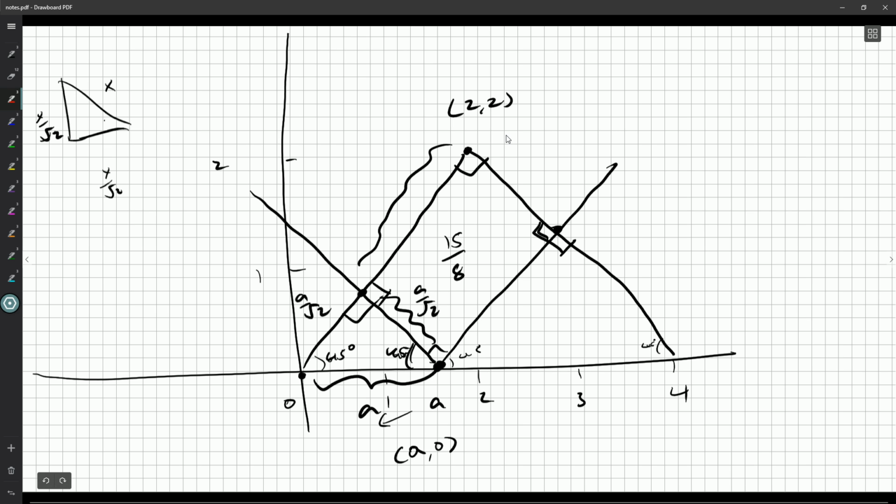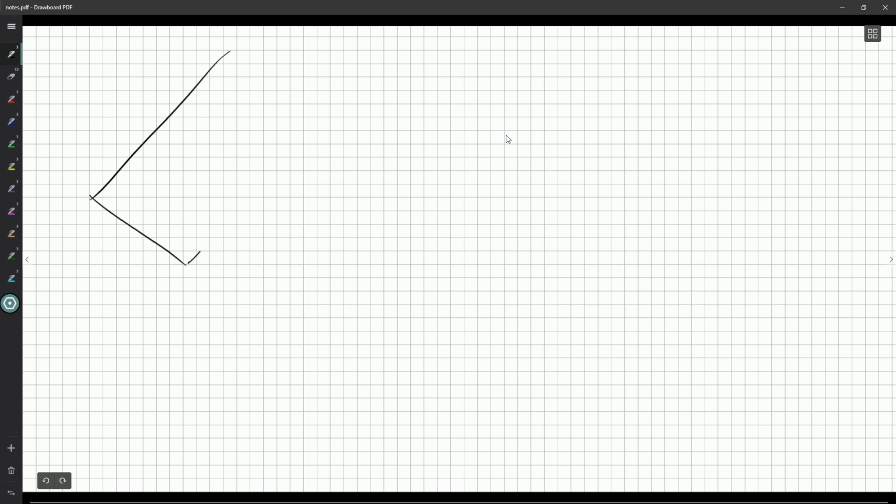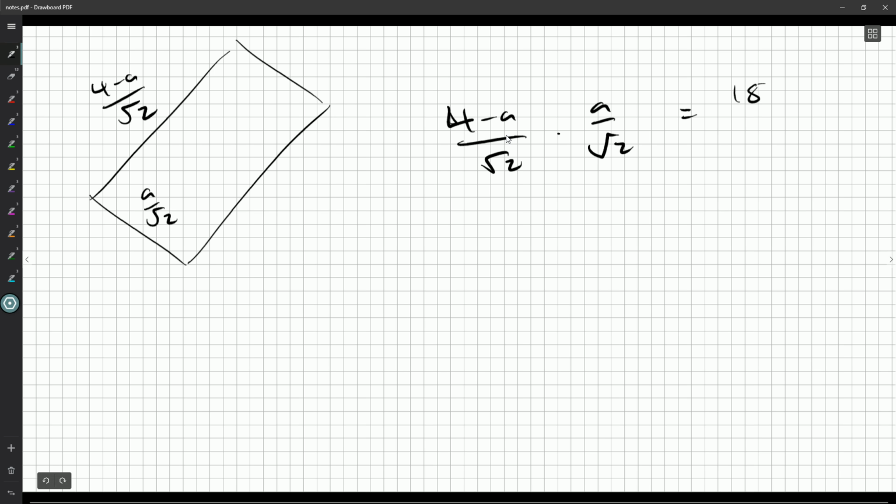Now, what about the big side here? Well, we know the hypotenuse of this big right angle triangle is 4, so each of these sides should be 4 over root 2. But part of this is a over root 2, so this should be (4 minus a) over root 2, and that should do it. So my quadrilateral, which is just a rectangle, has one side a over root 2 and the other (4 minus a) over root 2. Their product is something we know. They told us the area is 15 over 8.